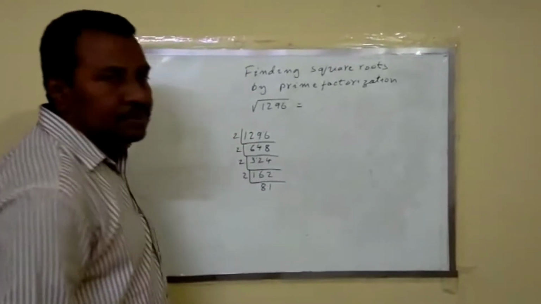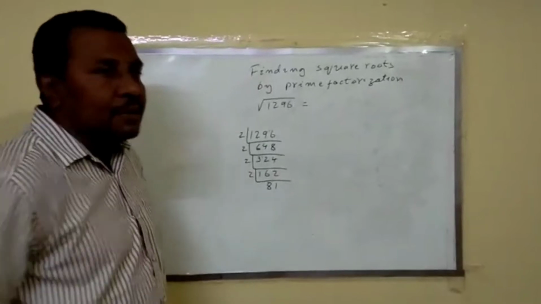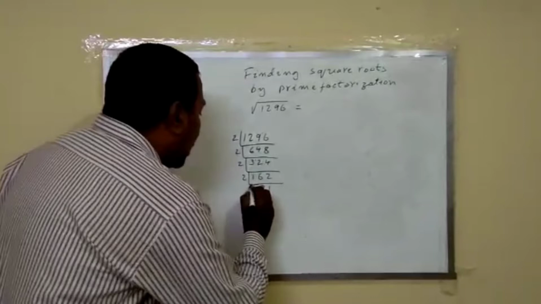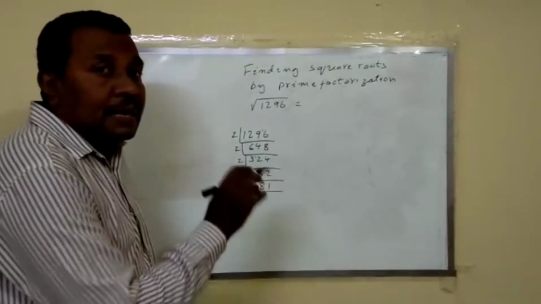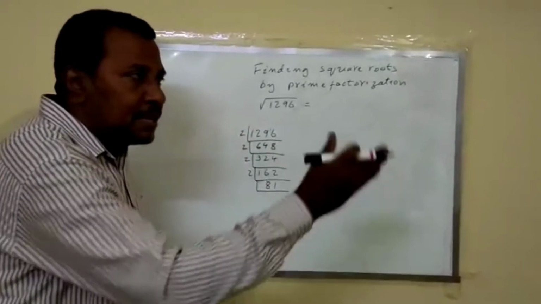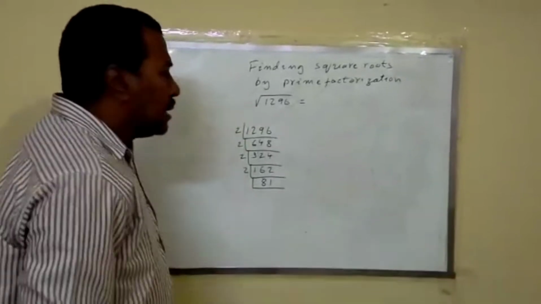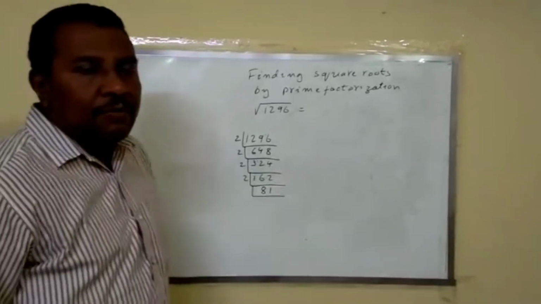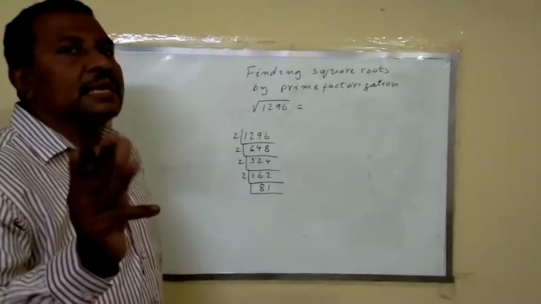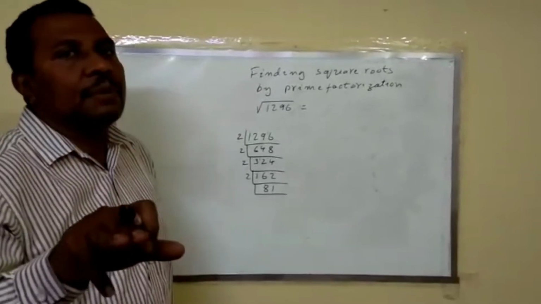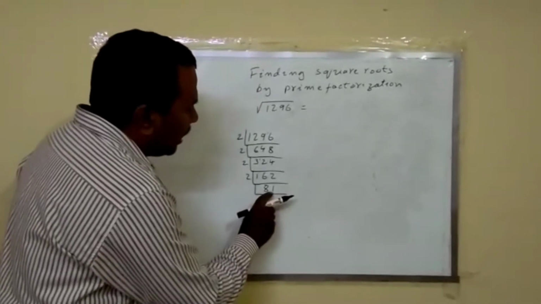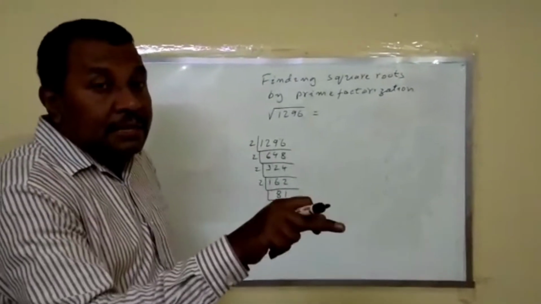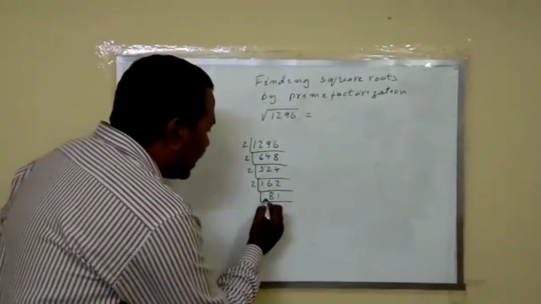Now take 1. 2 1s are 2. Now this is not divisible by 2 because the last digit is 1, which is an odd number. Now what do you have to do? You should find the next prime number. After 2, the next prime number is 3. Check whether this number is divisible by 3 or not. What is the divisibility rule for 3? If the sum of the digits is divisible by 3, then the entire number is divisible by 3. That means 81 means 8 plus 1. 8 plus 1 is 9. 9 is divisible by 3. So this 81 is divisible by 3.